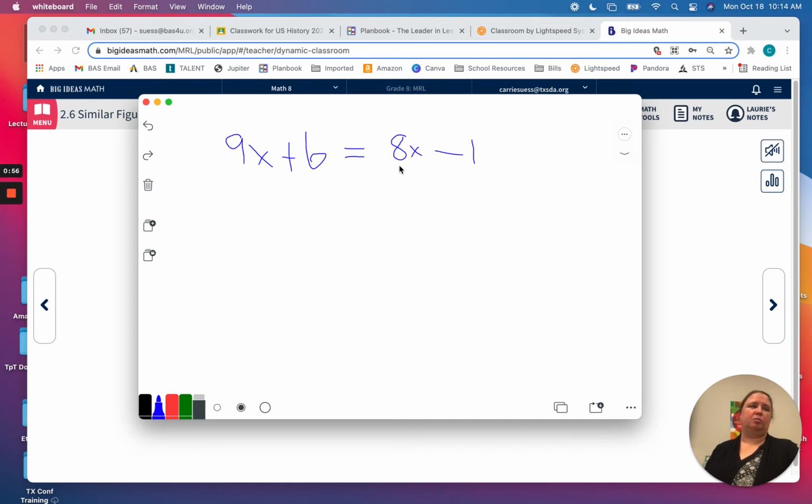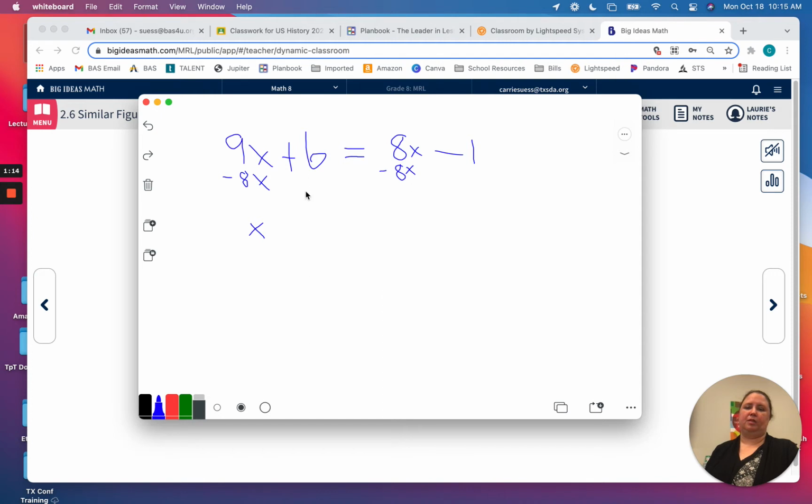Why would I choose to move the 8x? Because it's smaller. So my answer is not going to become a negative. So I'm going to subtract 8x from both sides. Just line it up with like terms. What is 9x minus 8x? I'm left with just an x, right?